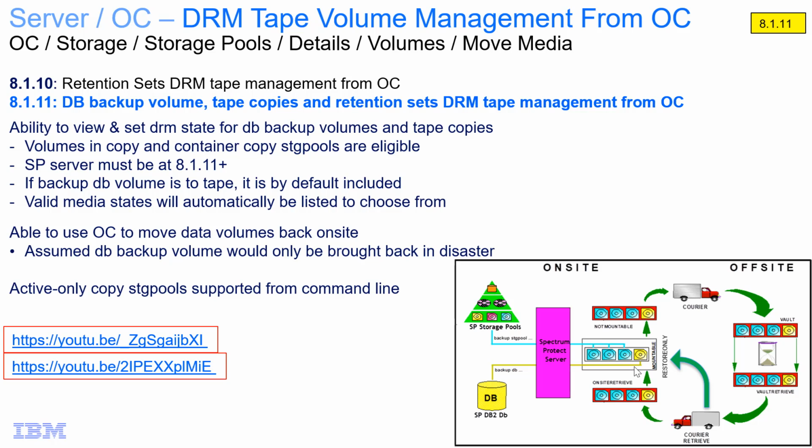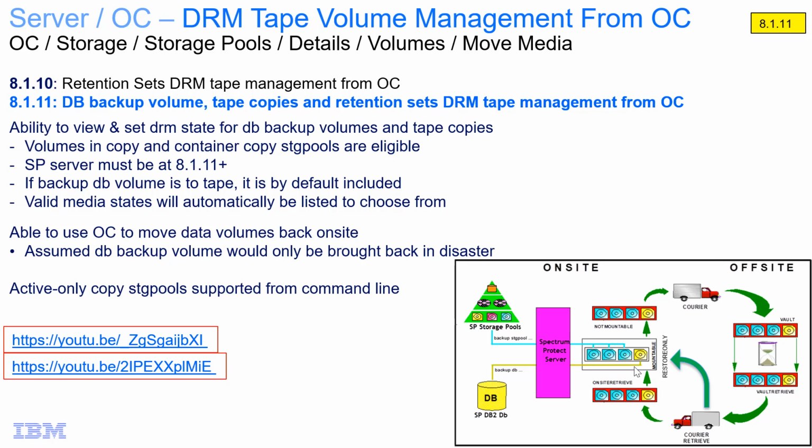And if the database backup volume is to tape, it's going to be by default included in this on-site, off-site rotation. But if you do a database backup volume, for instance, that's to cloud, you won't see it in this rotation, which makes sense because it's not on tape. You will see valid media states automatically listed depending upon the current state of the volume. So for instance, if that volume is currently in a courier state, then it might be eligible to be put into vault or vault retrieve, but you wouldn't see it put into a not mountable state.